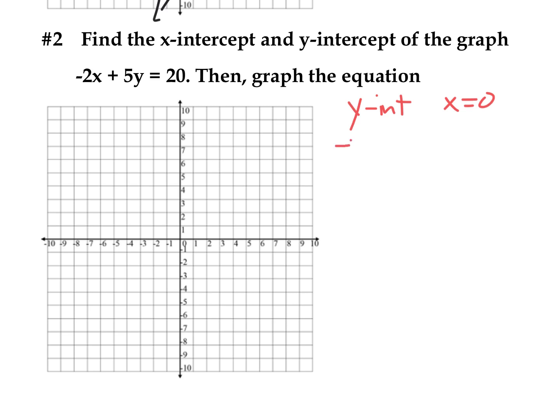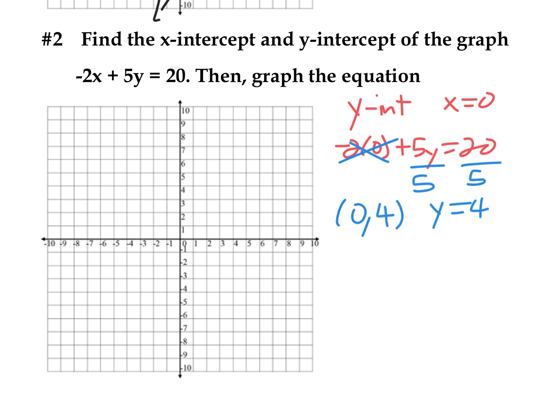The y-intercept has an x value of 0. So when the x value is 0, -2 times 0 plus 5y equals 20. Right? -2 times 0 is just 0. So we're going to have 5y equals 20, and divide by 5 on both sides. We get y equals 4. So we're going to have the point (0, 4). (0, 4), point right there.